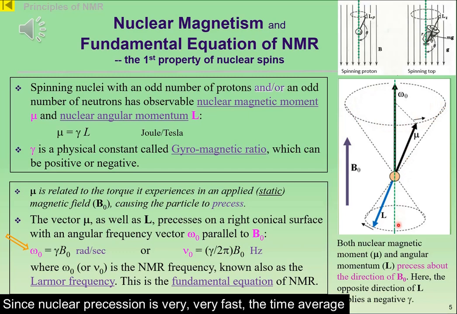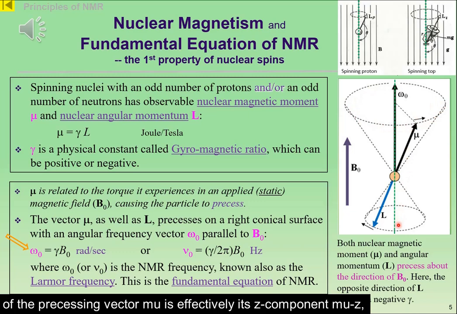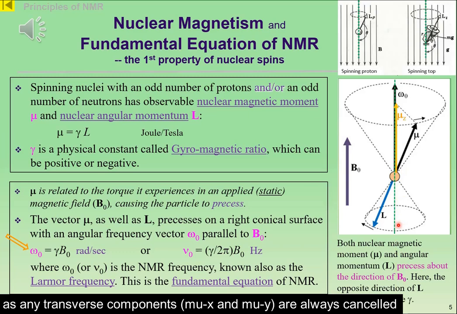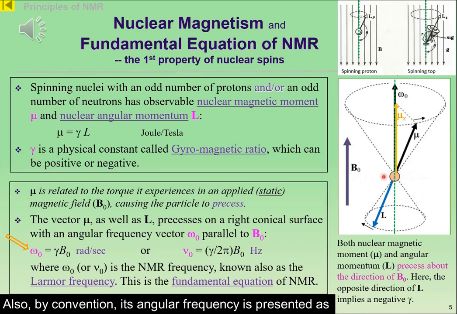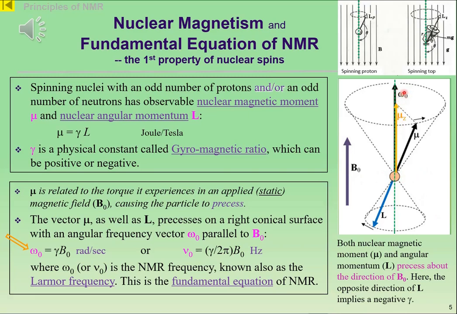Since nuclear precession is very, very fast, the time average of the precessing vector μ is effectively its z component μz, as any transverse components μx and μy are always cancelled by their opposite components during each cycle of precession. Also, by convention, its angular frequency is presented as a vector, denoted here by ω0 on the z-axis.